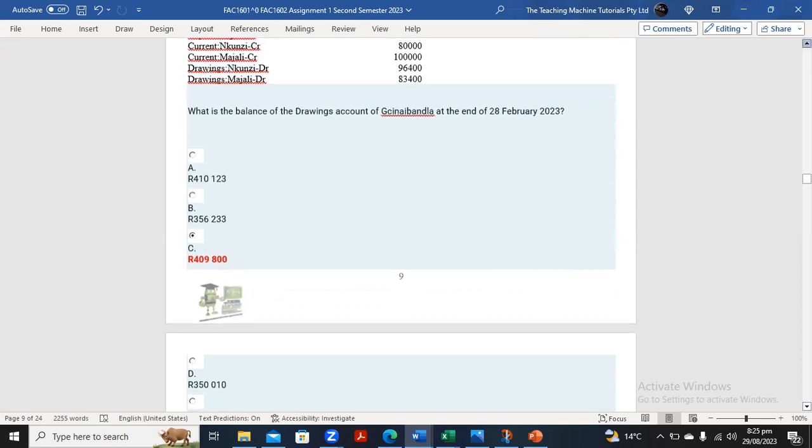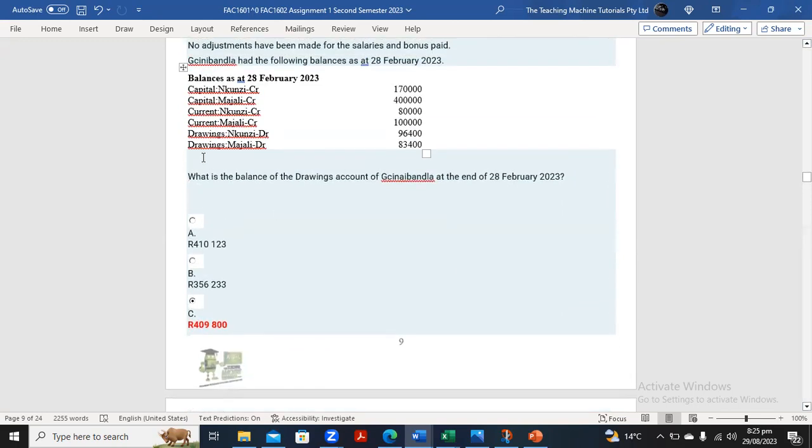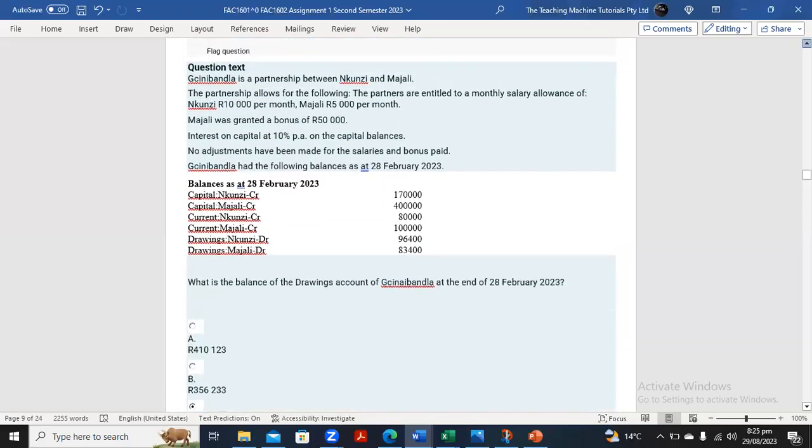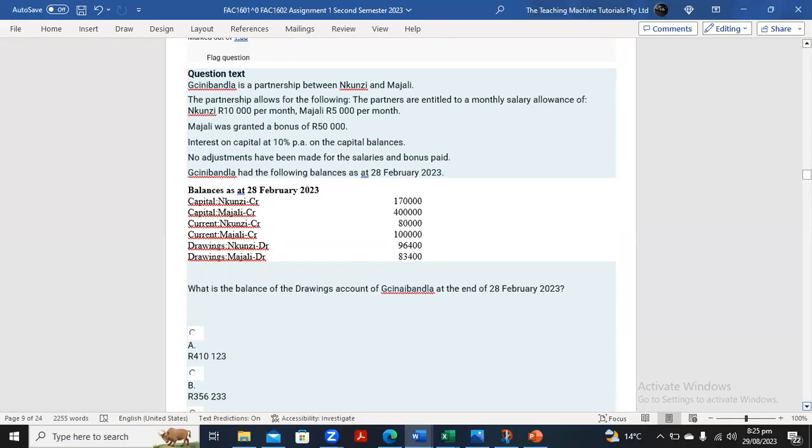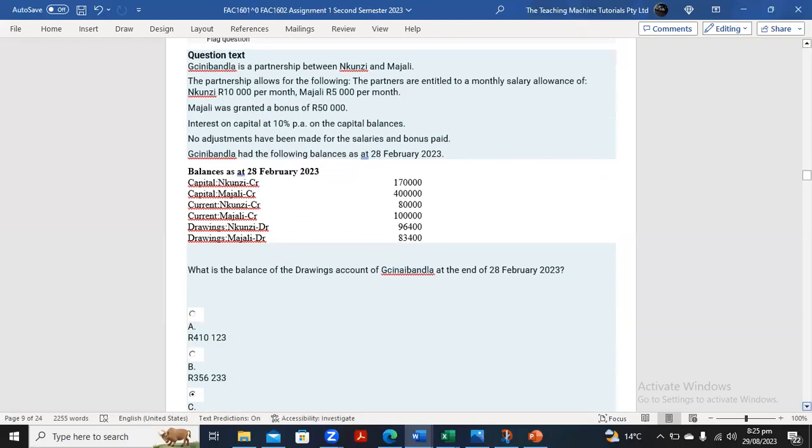So what is the balance of drawings of the Nibandla? Okay, so as you can see here, I'm sure that most students would have used 96,400 plus 83,400. But in partnership, just know that the salaries that were paid to the partners also form part of drawings. Okay, so this is what happened here.